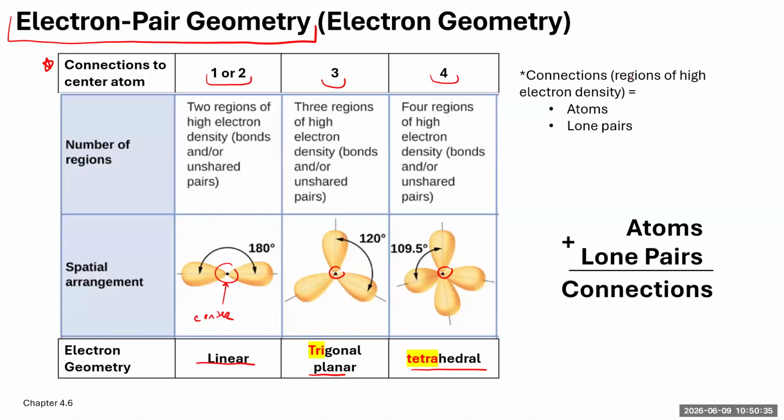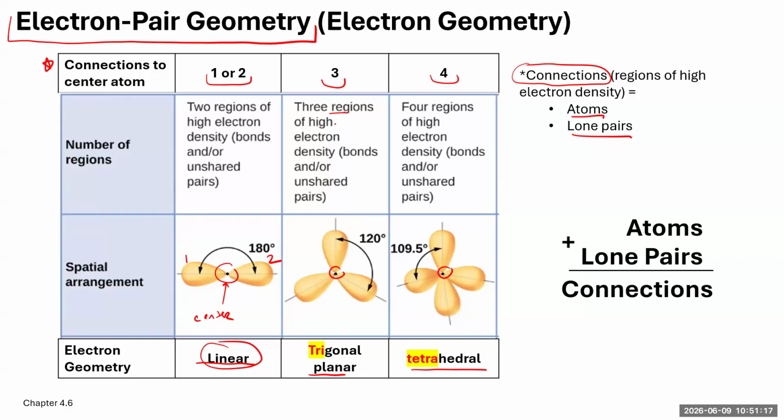So what we're going to do is count regions of high electron density. And those are, I'm going to call those connections, right? Try to keep the vocabulary light, but those are going to be atoms and lone pairs of electrons. We're going to count those, total them up, and however many totals we come up with, that's going to dictate our shape. All right, so let's take a look here. Let's say we have two regions of high electron density, 1 or 2, right? If this was 1, and this is the second one, we're going to have a linear electron geometry.